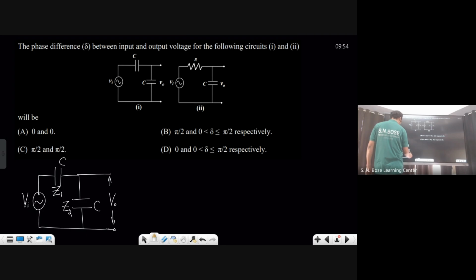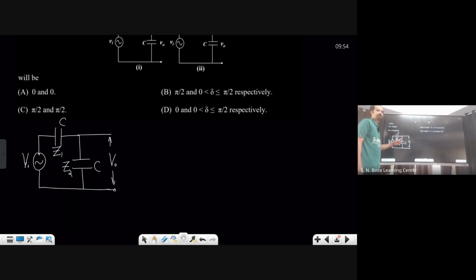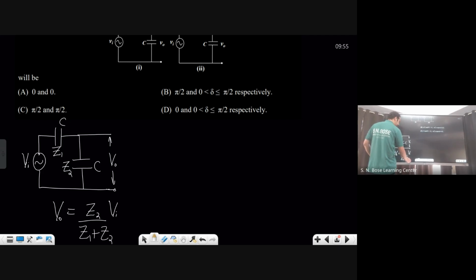Now you can apply your potential divider formula. I think I did that during the filter circuit. When I discussed the filter circuit, for the voltage across the output, I used the potential divider formula. This V naught is nothing but the main voltage into the impedance in that arm, divided by the sum of impedances. That's quick actually. Voltage divider formula. Think of these as impedances.